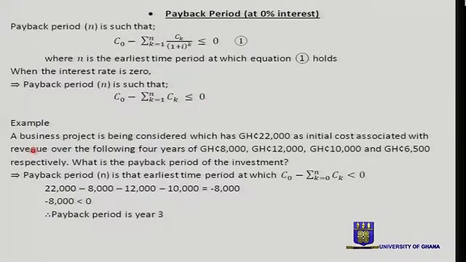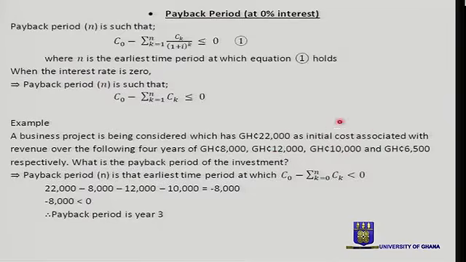So let's consider an example. A business project is being considered which has 22,000 as the initial cost, associated with revenue over the following 4 years. So we are assuming that we are investing 22,000, and the potential returns over the periods are, in year 1, 8,000, then 12,000, 10,000, and 6,500 respectively. So what is the payback period of this investment?